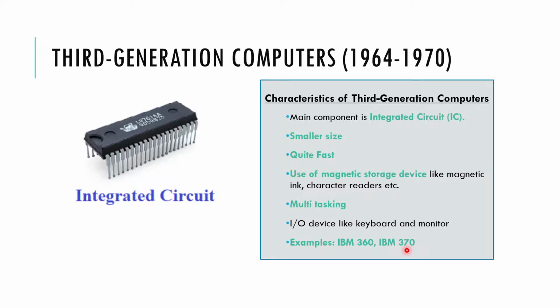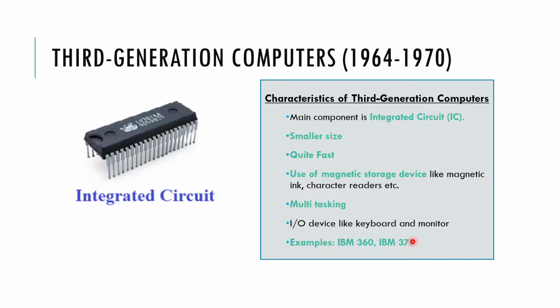So the points which you need to remember regarding the third generation computers are the period of third generation computers, main component is integrated circuit, smaller in size, quite fast, multitasking, and the examples of third generation computers.